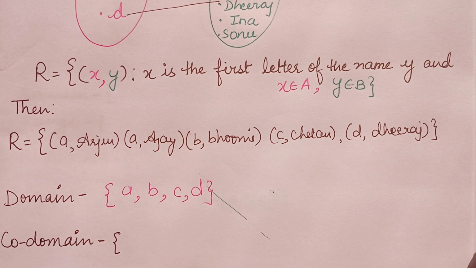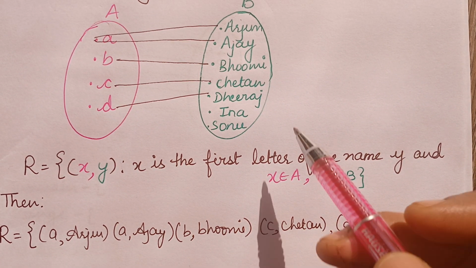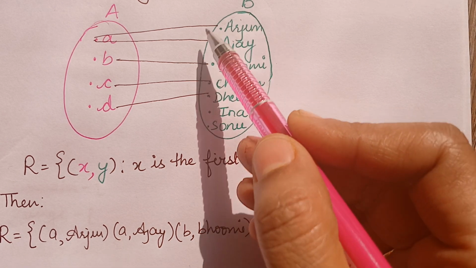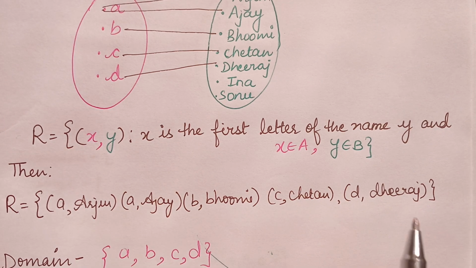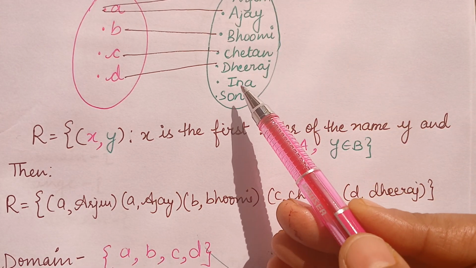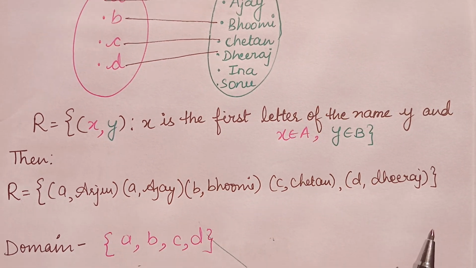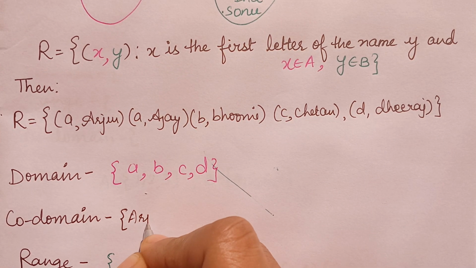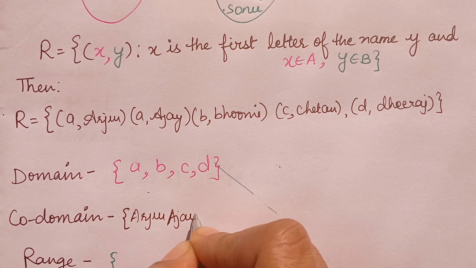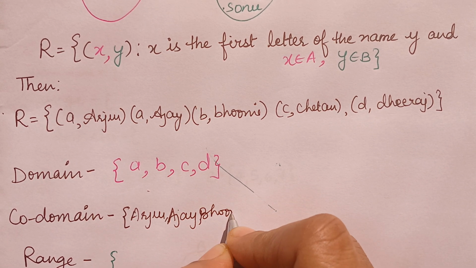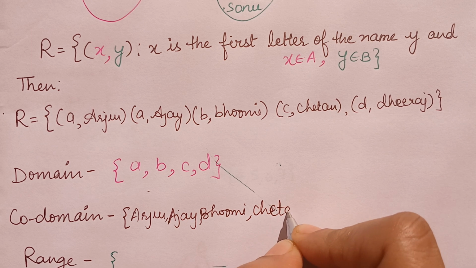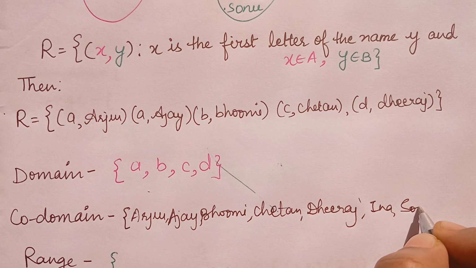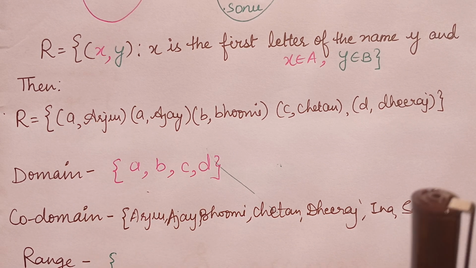And what is codomain? Codomain is the entire set B, whether it is connected with set A or not. So we will write all these names in the codomain: Arjun, Ajay, Bhumi, Chetan, Dheeraj, Ina and Sonu. All of them will come in the codomain. So all these comprise the codomain.